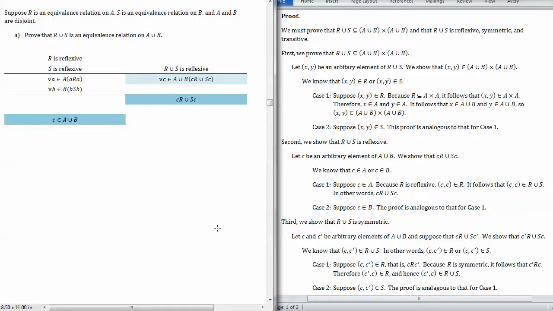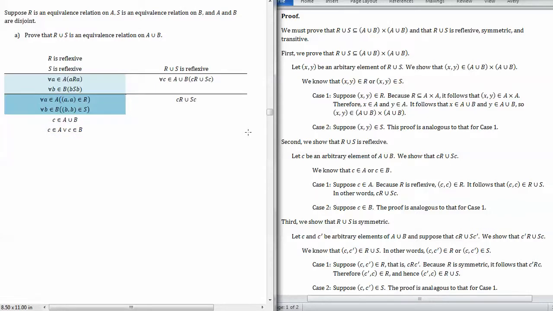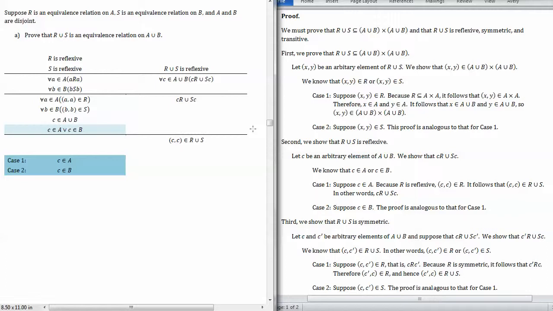Okay, so we'll let c be an arbitrary element of A union B, and then we have to prove that c is related to itself in this new relation, R union S. So we can break up that union, and all I'm doing here is just rewriting, changing the aRb notation to ordered pair notation. Same thing over here. We want to show that (c, c) is in R union S. Okay, and then we have some cases. A lot of unions in this problem, so a lot of disjunctions, and therefore a lot of cases.